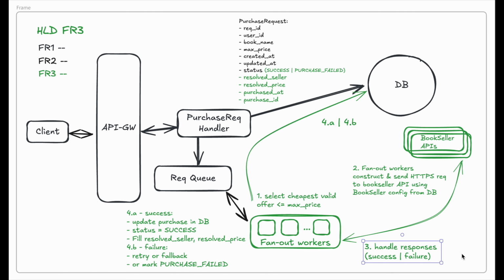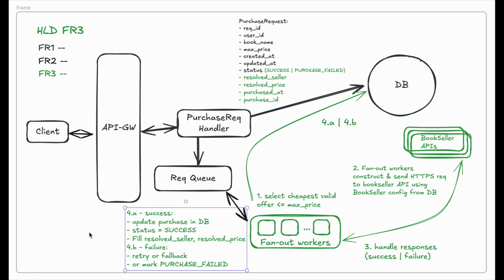Step 3. The final worker sends the request to the external seller system, handles retries, parses the raw response, and normalizes it to the exact fields, like order ID, final price, delivery ETA, or error code and messages. And step 4, the return.